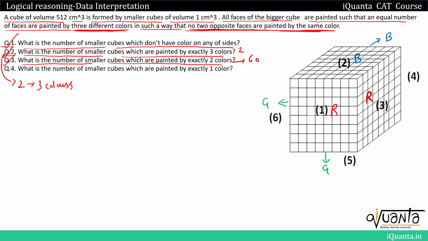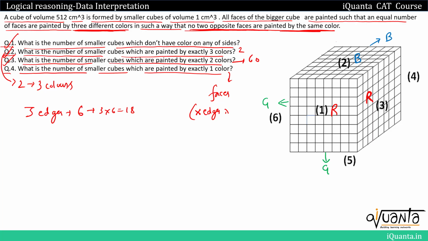Now the fourth question is, what is the number of smaller cubes which are painted by exactly one color? Now while we were going through the cube, we were able to see that there were 3 edges on which there were 6 cubes each on every edge that were having only one color. So that means 3 into 6, 18 cubes will be coming from here, from the edges. And when we talk about exactly one color, first of all, we always go to the face cubes. That means cubes that are present on the faces, excluding the edges and the corners.